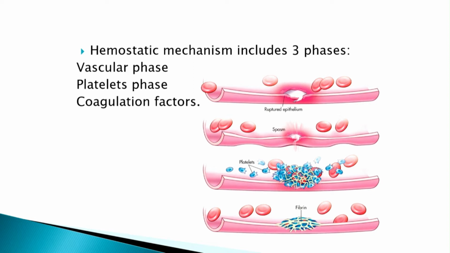After spasm or constriction of the vascular wall, there is secretion of certain substances from the injured epithelium. Here we can see this is the injured epithelium, and there is secretion of certain substances. These substances will attract the platelets, which are cells within the blood, and they will aggregate and attach to the injured vessel in order to seal the injured wall of the blood vessel. Then the platelets themselves will also secrete mediators in order to attract other platelets, to form what we call the platelet plug.